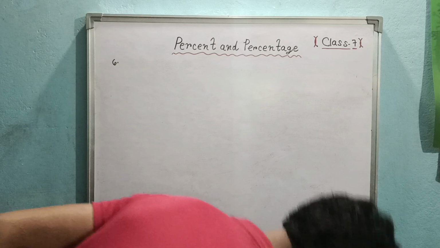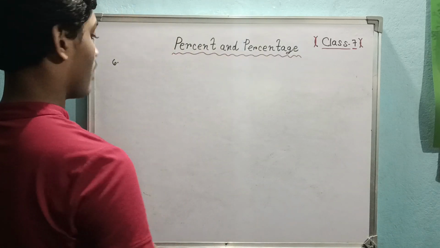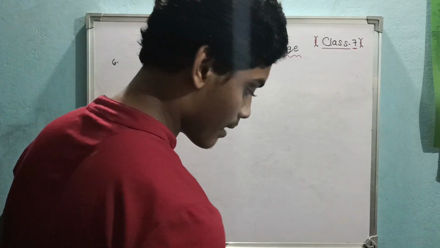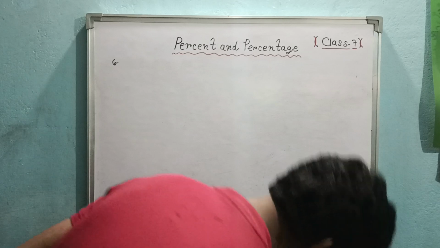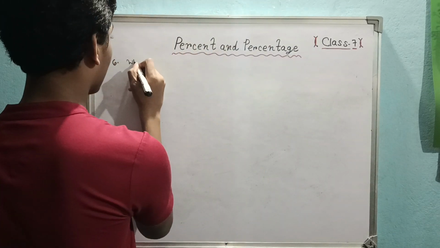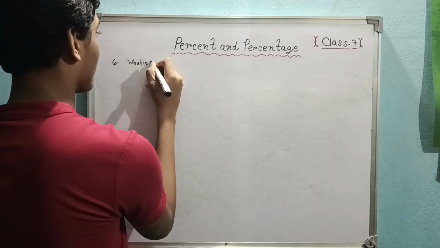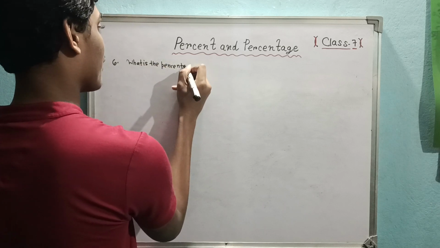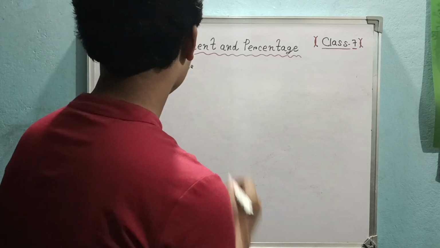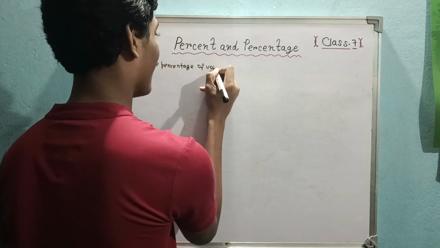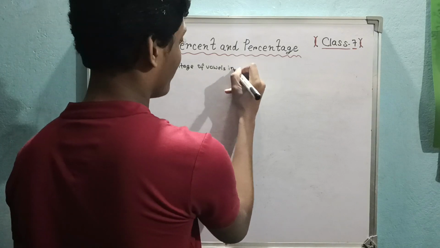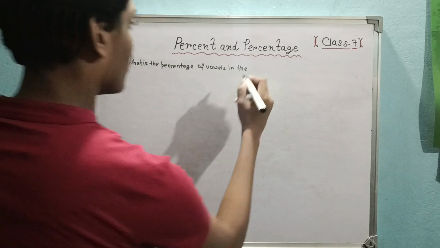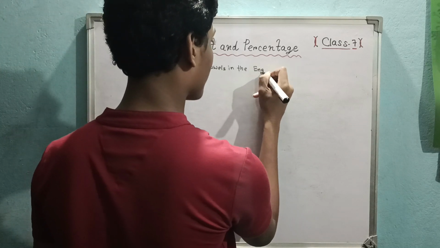Now question 6. Wow. Hats off to the question maker who made this question. You will understand why I am saying this. What is the percentage of vowels in the English alphabet? Wow. What a thought. We always deal with numbers. This is also something. But actually, it's an easy question. Let's solve this easy question.